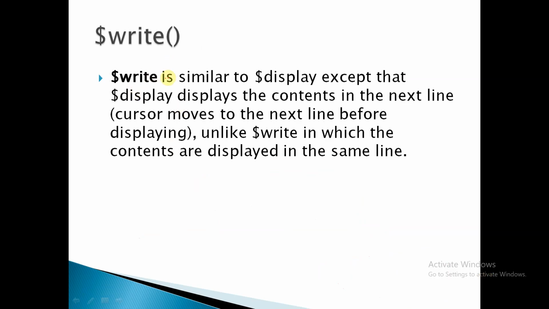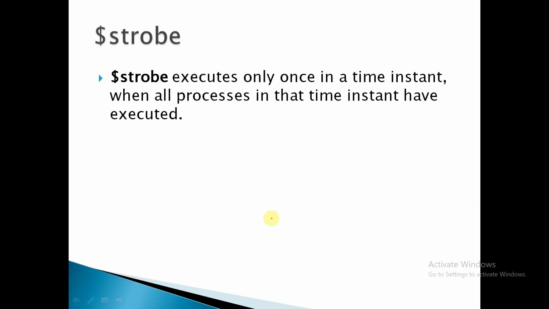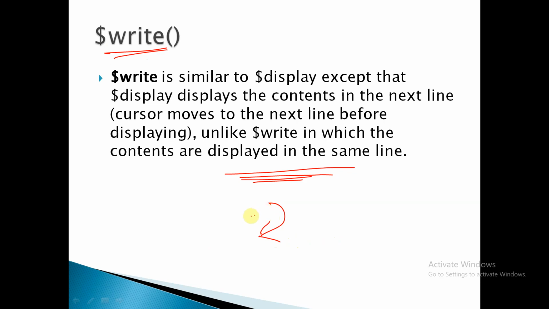Now coming to $write, it is similar to $display, except that $display displays the contents and moves to the next line, unlike $write, in which the contents are displayed on the same line. So when we use $display, the cursor moves to the next line, whereas if we use $write, everything will be printed on the same line. I have one example for this. After completing the event scheduler, we will discuss $write with a coding example.